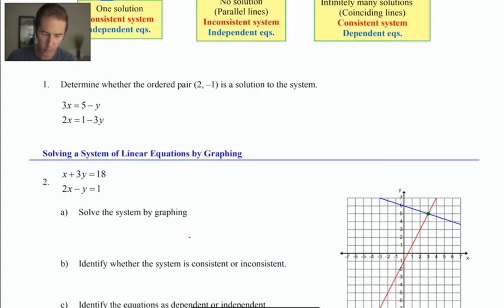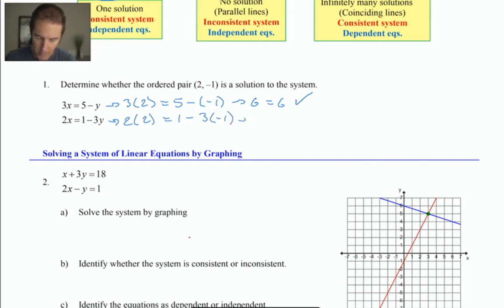and see if it turns out that both equations are made true. Into our first equation, we have 3 times 2 equals 5 minus our y value of -1, and 6 does equal 6. So far, it looks like this is a solution to the system. In our second equation, we've got 2 times our x value of 2 equals 1 minus 3 times our y value of -1. The left-hand side equals 4. The right-hand side, with that double negative, says 1 plus 3, which equals 4 also. That equation has also been made true by this ordered pair.